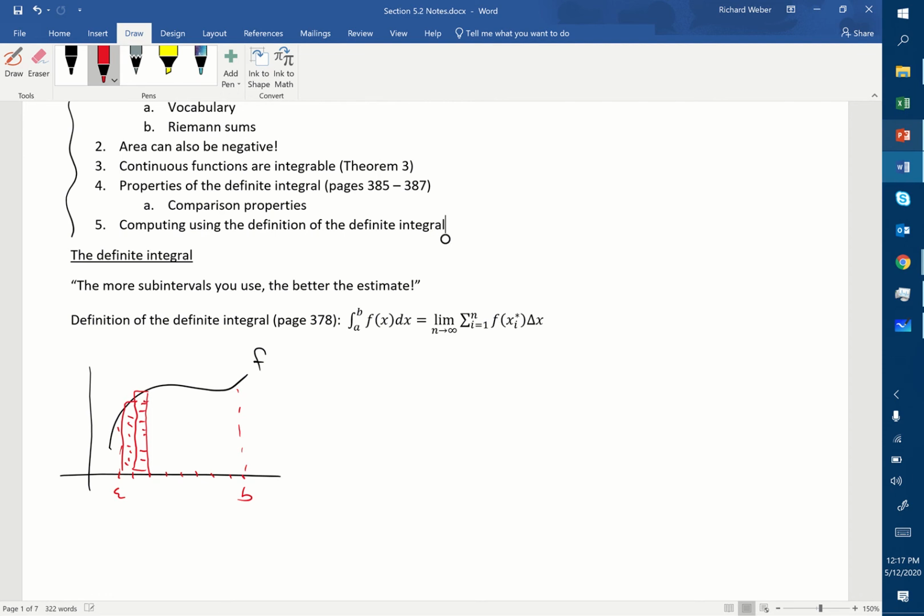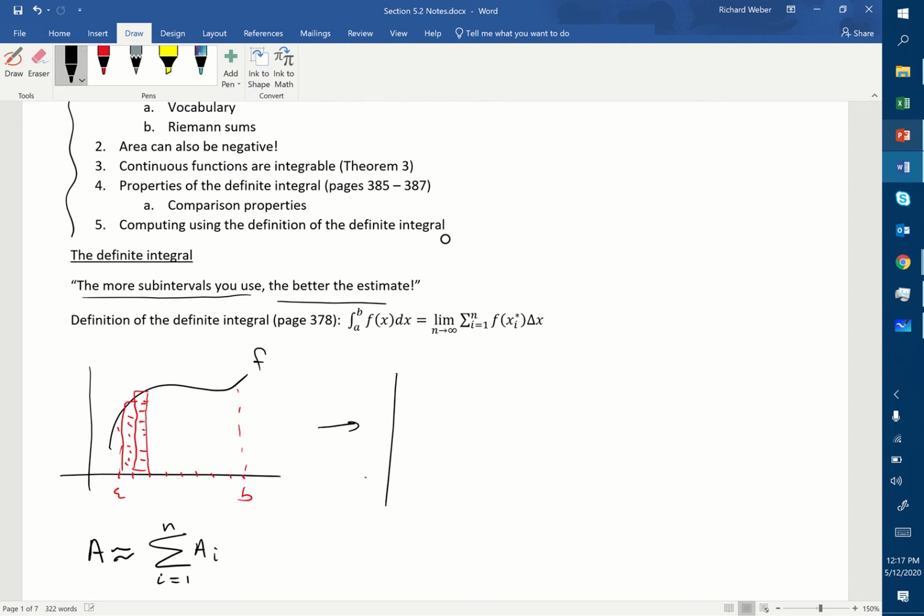Okay, so what that looks like in summation notation, which needs to be introduced, is the following. The area is approximately equal to the sum of every one of these n subintervals. Let's say n is 12, or 20, and you're basically adding up the areas of the rectangles. Okay, so the idea up here is that the more subintervals you use, the better the estimate.